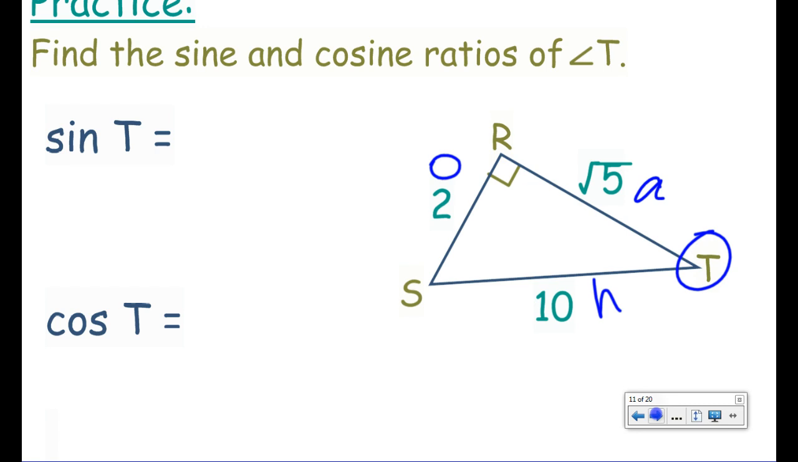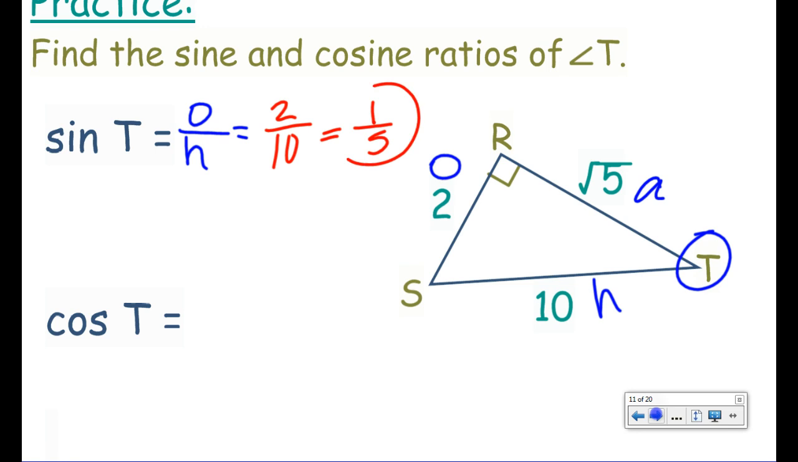Sine is, Dimitri, what's sine? What over what? Opposite over hypotenuse. So Kendall, what'd you get as your fraction? What's the sine of t? Opposite is 2. Hypotenuse is 10. Torin's right. You can't leave it 2/10. You have to simplify it and put 1/5.